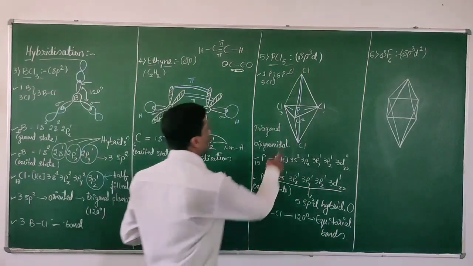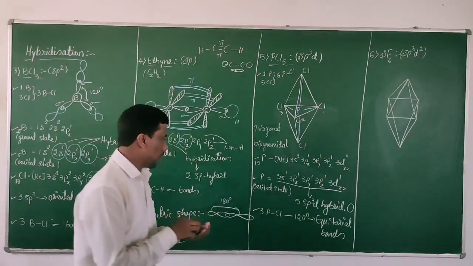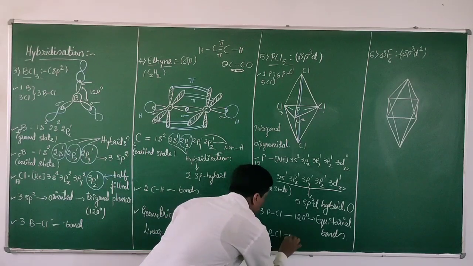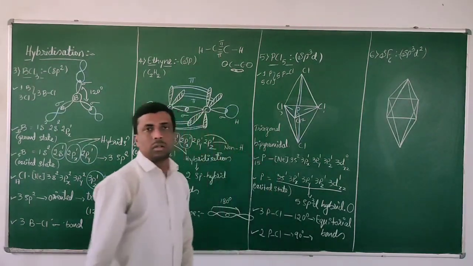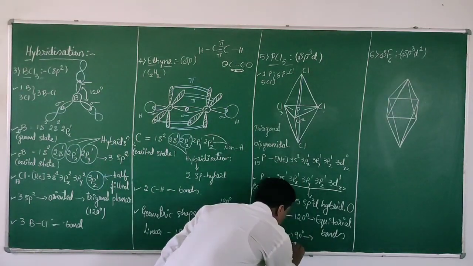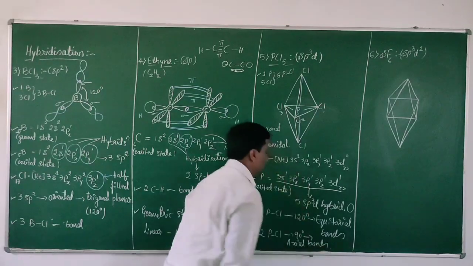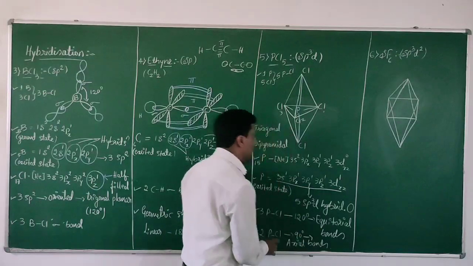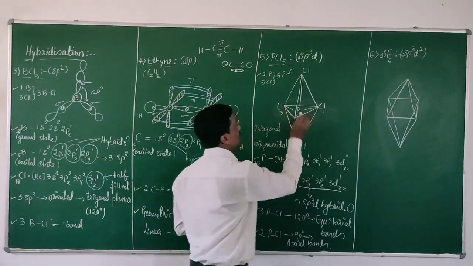With these three equatorial bonds, this chlorine and this chlorine make a 90 degree bond angle. So two phosphorus chlorine bonds are at 90 degrees. They are called axial bonds. Because of the 90 degree angle, these two PCl bonds experience repulsion from these three PCl bonds.